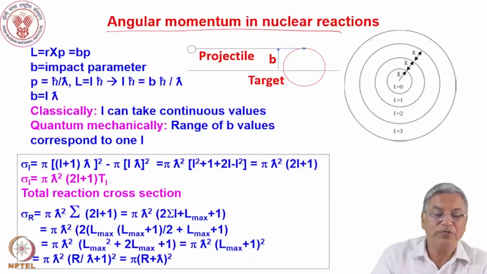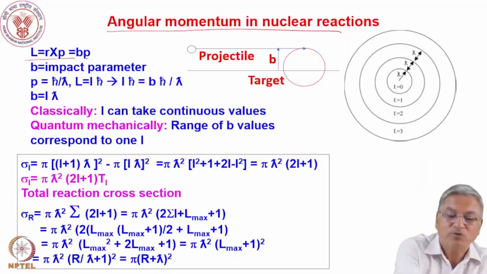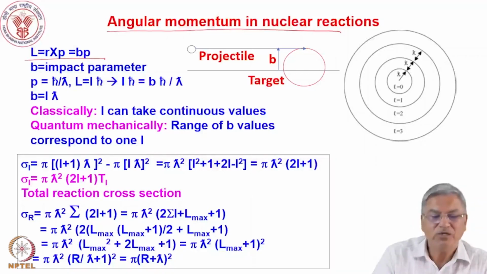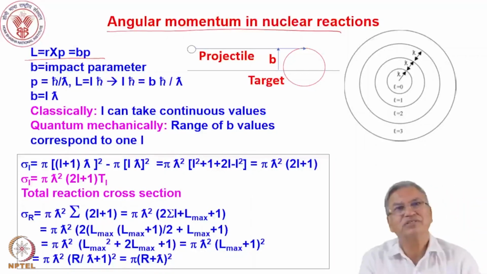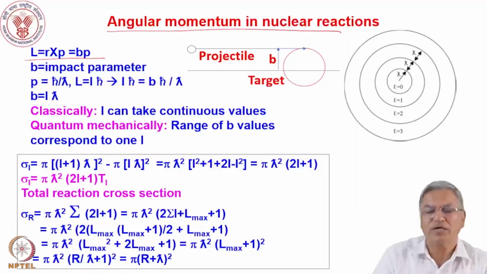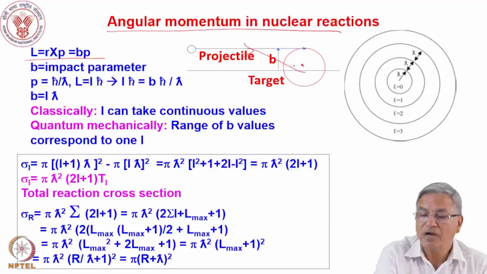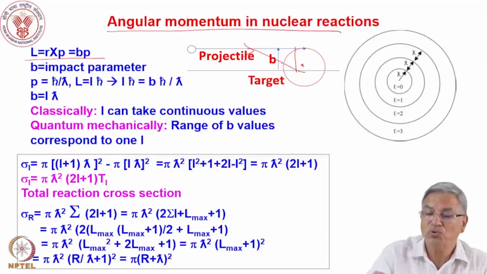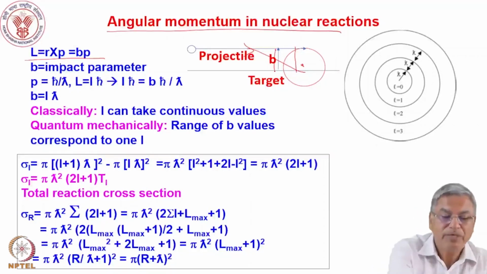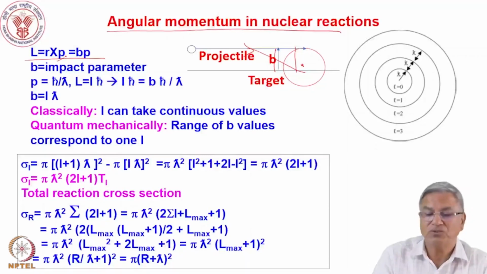That angular momentum is defined in terms of r into p, where r is the radial distance from the target center. Let us say this is the target center and this is the projectile going. So this is like the r. So b is nothing but r sine theta. So b is called the impact parameter and p is the momentum of the particle. So r cross p is the angular momentum.